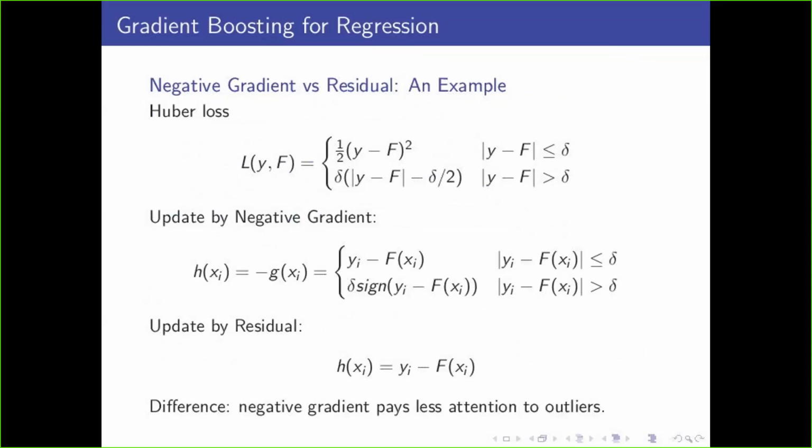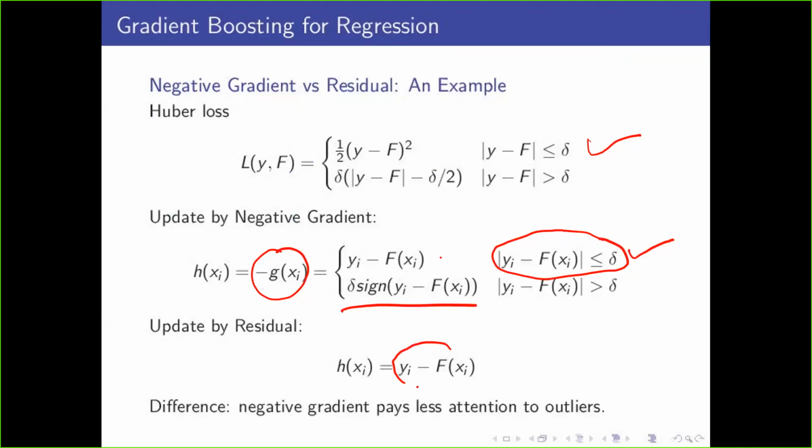Let's take a Huber loss. When you're taking the Huber loss, this is the loss function. When you take the negative gradient with respect to the Huber loss, this is what you get: yi minus f of xi if this difference is less than a certain threshold, otherwise this. Whereas if you update it based on the residual, you will be updating it based on yi minus f of xi.